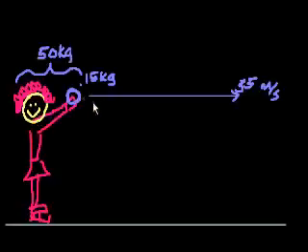And the question is, after throwing this ball, what is her recoil velocity? Or essentially, how much, by throwing the ball, does she push herself backwards? So what is her velocity in the backward direction?